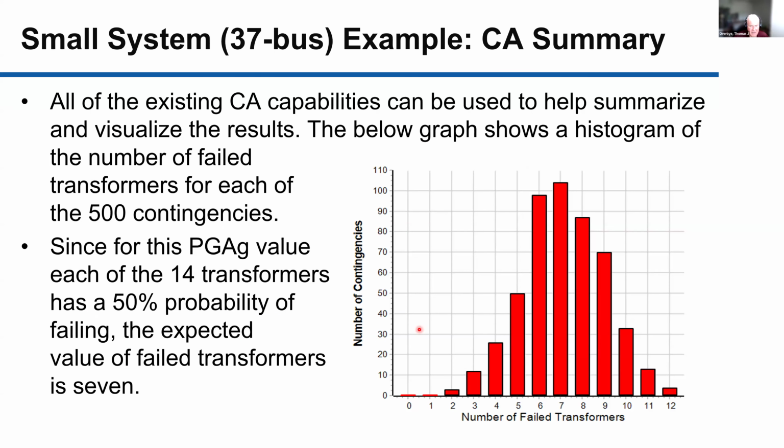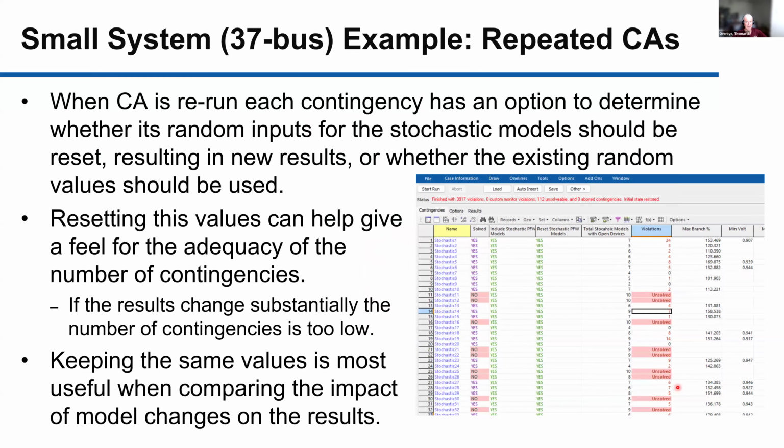If I make a summary of the results, this is a histogram of the 500 contingencies. If I look at how many transformers failed, on average, it's 7, and that makes sense. If I've got 14 transformers, then 50% of the time they're going to fail, and 50% they won't. On average, 7 are going to fail, but you get the outliers. Sometimes you get only 2 failing, sometimes you get 12 failing. And then you can rerun the contingency if you want.